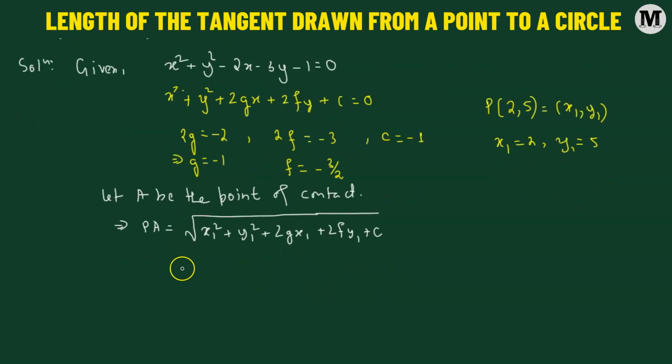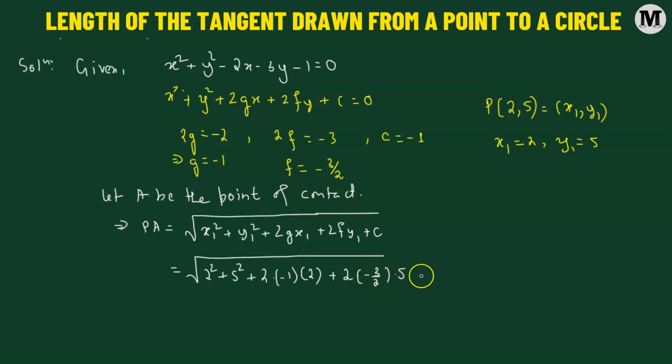So here we have x1 squared corresponds to 2 squared, added to y1 squared, y1 is 5, so we have 5 squared. Plus 2 times g is negative 1, so negative 1 times x1, so that's going to be 2. Added to 2 times f value is negative 3 over 2 multiplied to y1, which is 5. And we have the c value, that's negative 1. So this will be equal to the square root of, so 2 squared is 4, 5 squared is 25. Then we have 2 times negative 1, that's negative 2. Negative 2 times positive 2 will be negative 4. So here we can factor out 2 and 2. So we have negative 3 times 5, that's negative 15, minus 1.